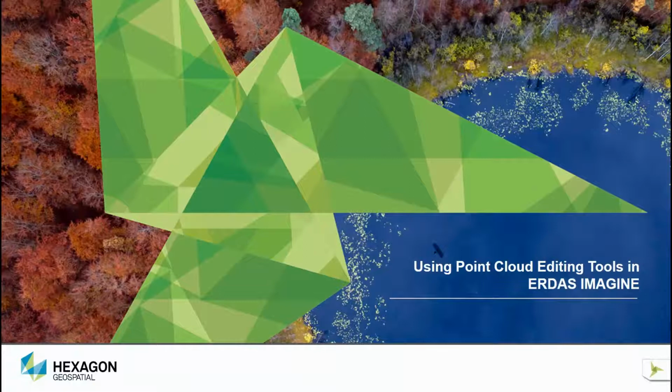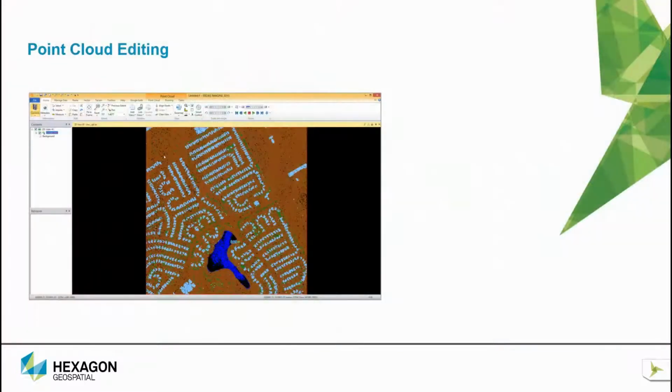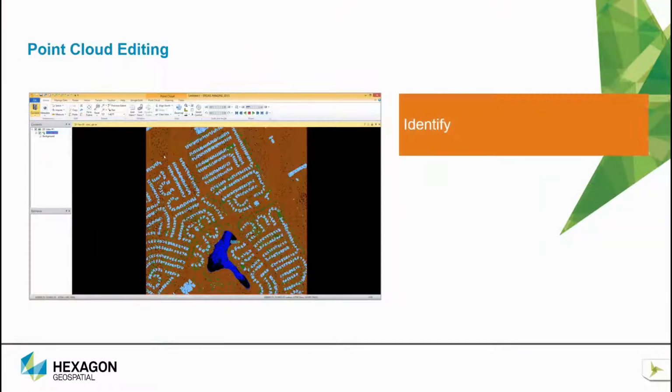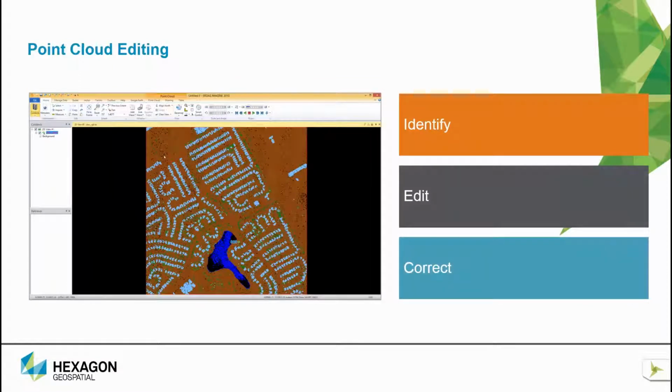Thank you for watching this Hexagon Geospatial eTraining module using point cloud editing tools in ERDAS IMAGINE. This eTraining module demonstrates how to easily identify, edit, and correct classification errors with an RGB encoded point cloud.